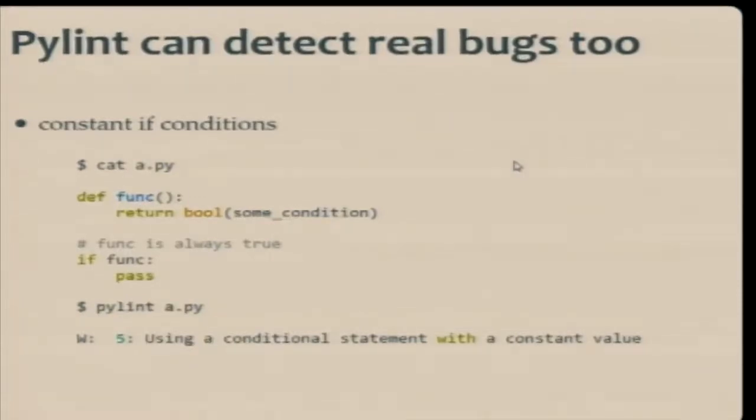Another nice error that Pylint can detect is this one. Basically, here I have a function, and then I have an if statement with func as a conditional for the if statement. And what I intended here to do initially was to call func, but I forgot to write the parentheses. And this statement will always be true, and that if branch will always be taken. So if you write this for this piece of code, you might overlook it if you didn't test it properly. So Pylint can help you in this kind of situation as well.